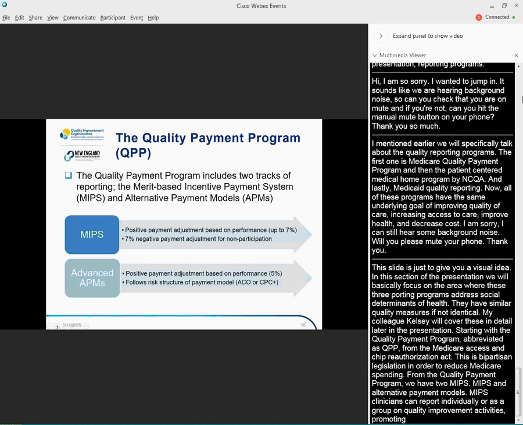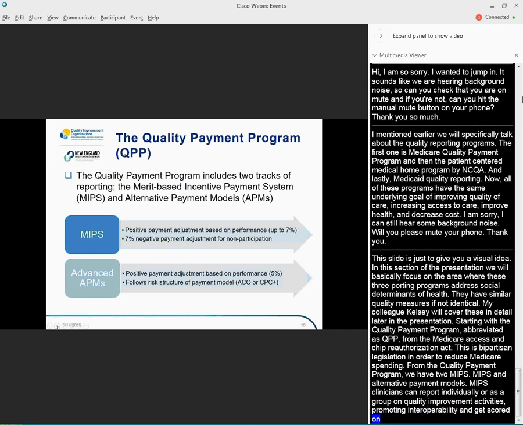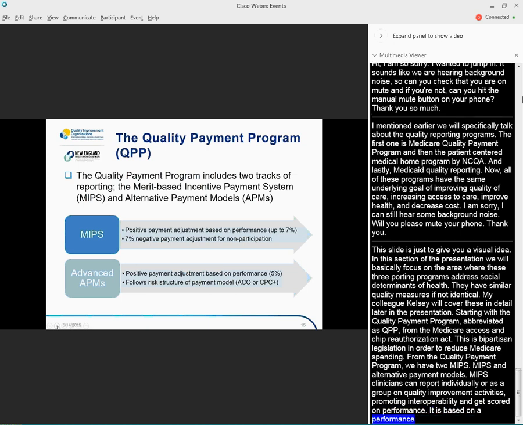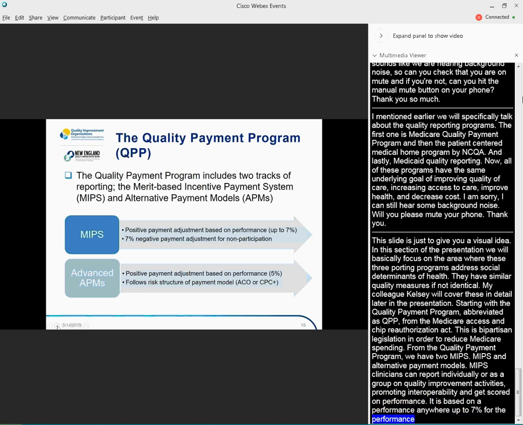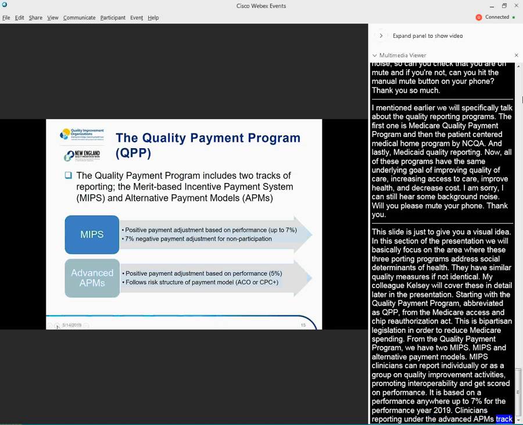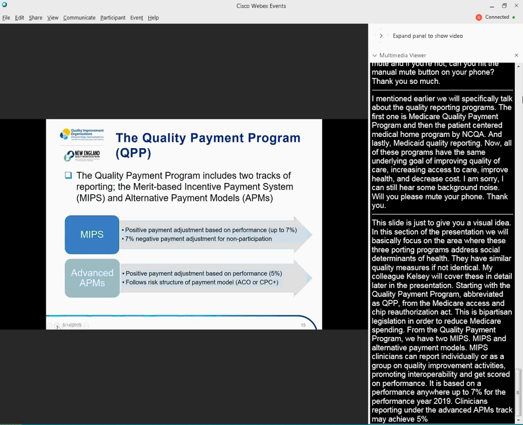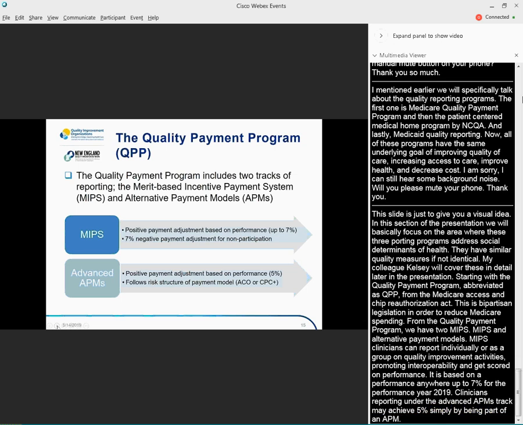They receive a positive payment adjustment based on their performance anywhere up to 7% for the performance year 2019. Clinicians reporting via the Advanced APM track may receive a 5% lump sum payment adjustment as they accept both risk and reward for providing coordinated, high-quality care simply by being part of an APM. Advanced APMs typically have greater revenue risk and opportunity. And so for the purpose of this presentation, we will keep the focus on the MIPS track.